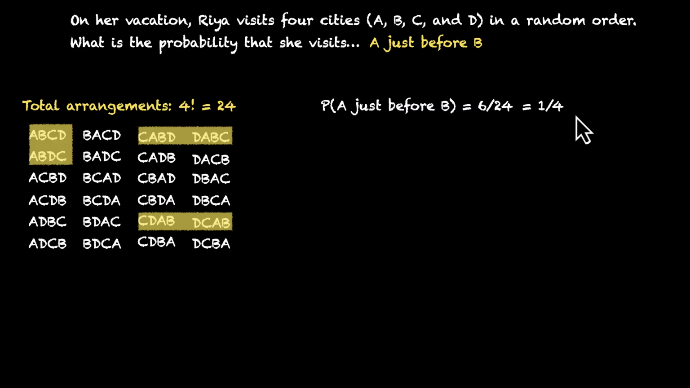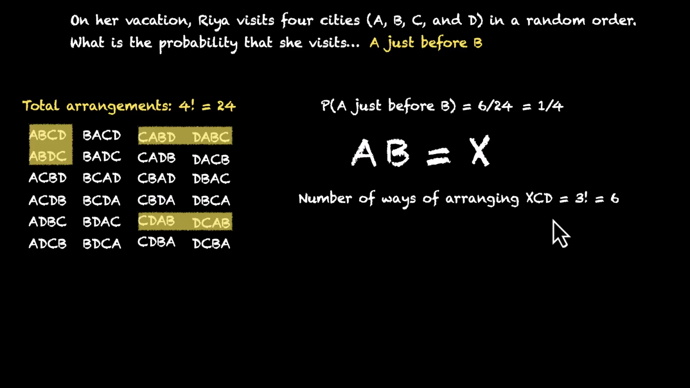Another way to think about this is AB is a bundle. Let's call this X. And there's only one way to make this bundle because we want to make A first and then B second. We will not have a BA. So AB is a bundle. This is X. Now we have these three cities, X, C, and D. They can arrange themselves in 3 factorial ways. That's where we're getting this 6 number.